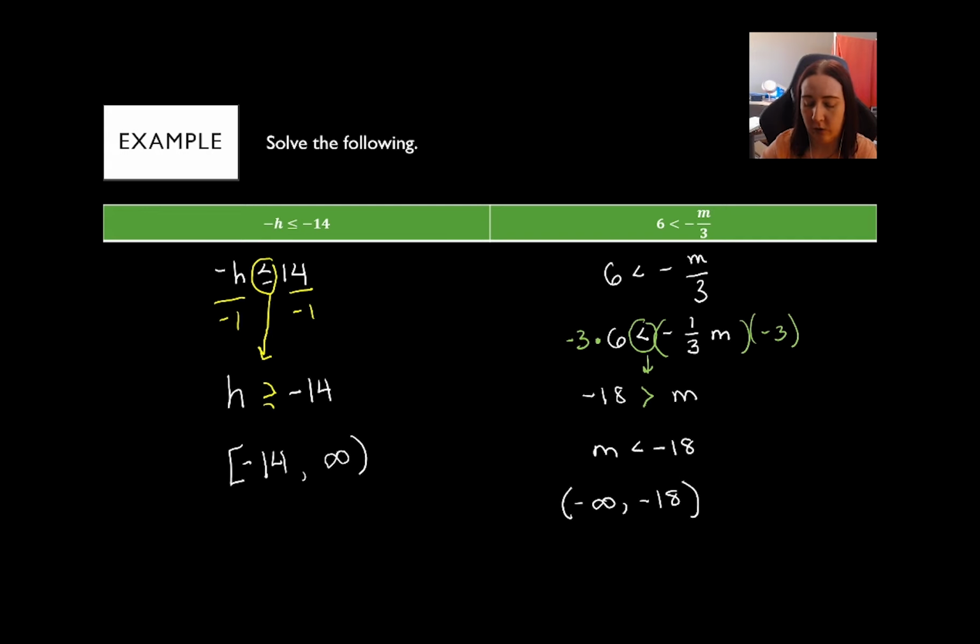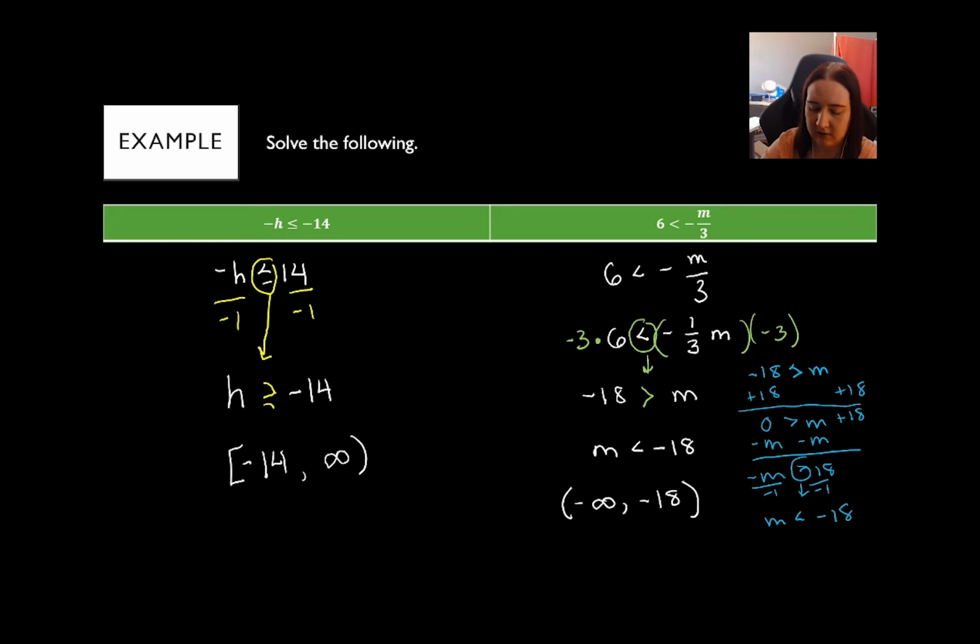So the reason why we're allowed to just take a mirror image there to flip-flop is because if you've got negative 18 greater than m, I can add 18 to both sides. That's that addition property that we can do. That would give me 0 greater than m plus 18. Then I subtract m from both sides, and that gives me negative m greater than 18. And then you divide both sides by negative 1, flips the inequality, and becomes m less than negative 18.